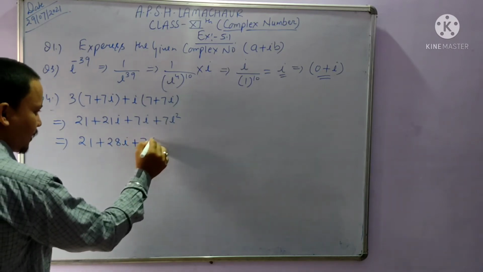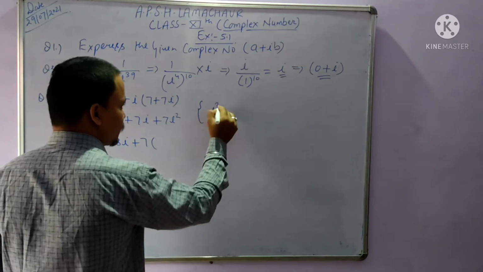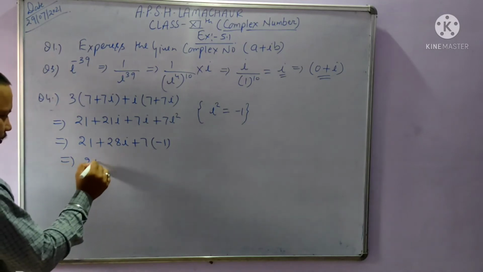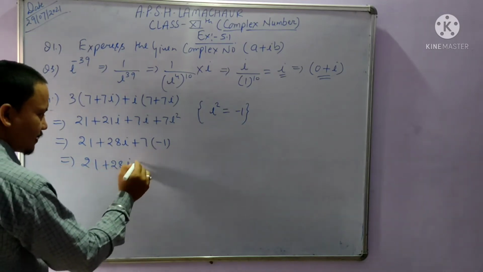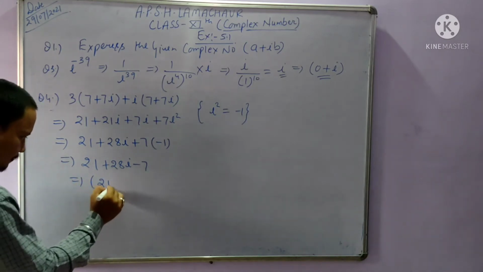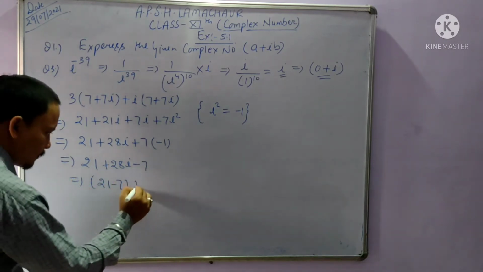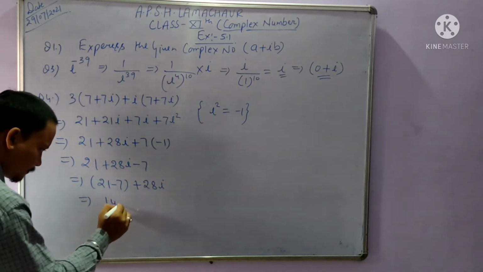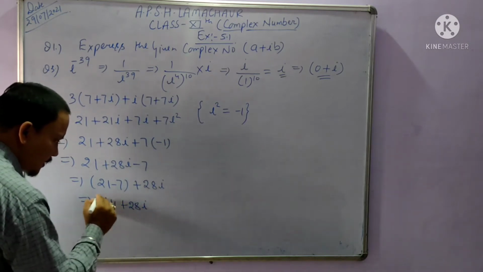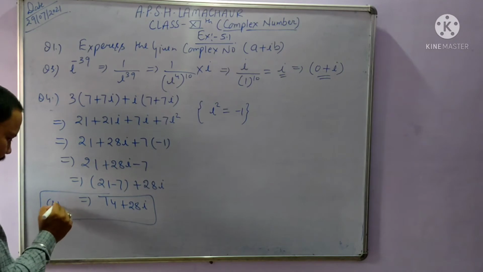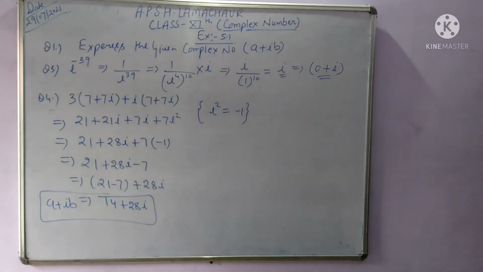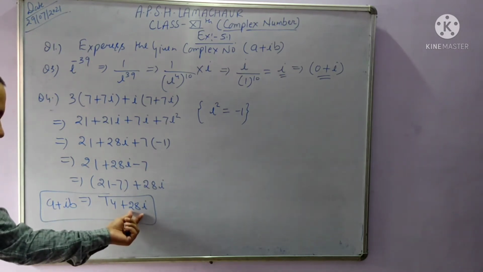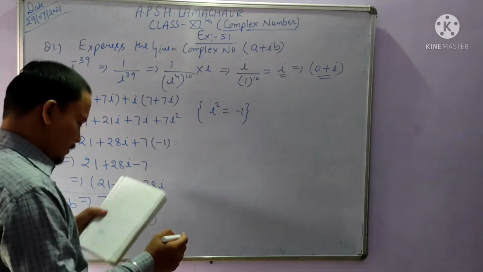28i plus 7 times i square. Now since we know that the value of iota square is minus 1, this will become minus 1. So 21 plus 28i plus minus 7. So 21 minus 7, since both are real, plus 28 times i. 21 minus 7 will be 14, plus 28i. Okay. This is your format a plus ib. If we have to find the coefficient of the real and imaginary part, then the real part coefficient is 14 and the coefficient of the imaginary part will be 28. Okay. Now see the next question, which is question number 5.